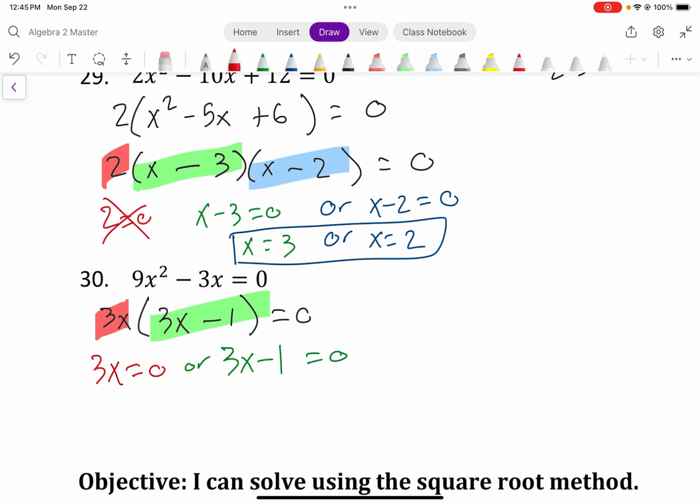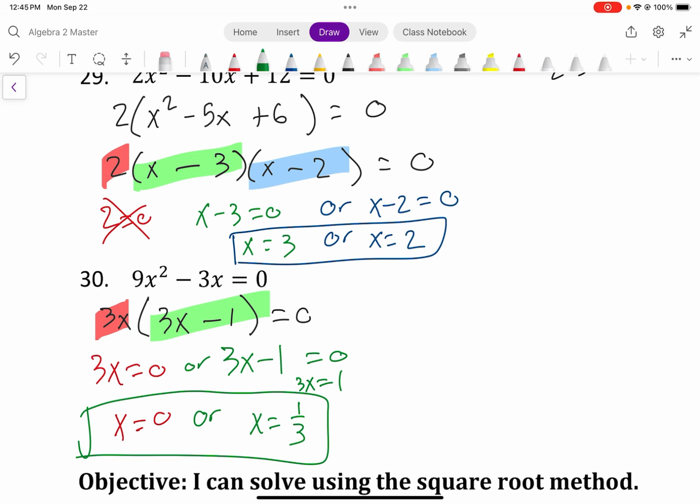Divide both sides by 3 in the red gives me x equals 0. 0 divided by anything outside of 0 is 0. And for the green, I'm going to have to add 1 to both sides, then divide by 3 to get a fraction as my answer. So make sure when you're solving by factoring, you keep all of your factors, set all factors equal to 0, and then if there's no x, that one's not 0. And then if it is x, you solve for x just like you would, and it's going to be a two-step process pretty much every single time.